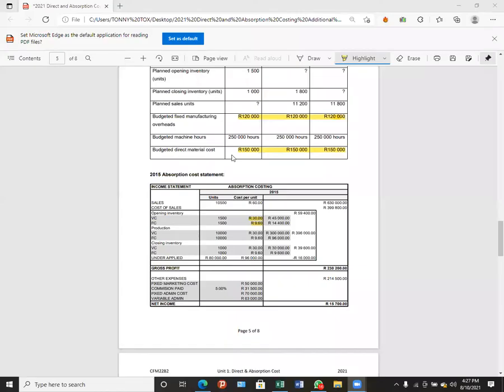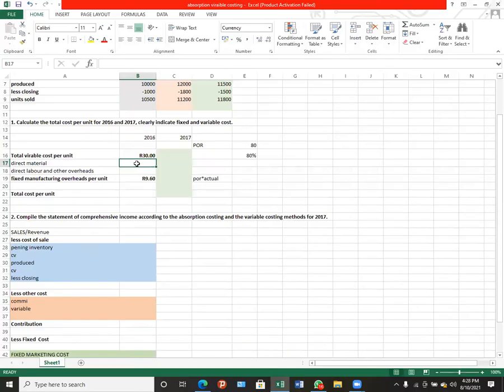The first step is to calculate the POR, which we have calculated as 80%. Step number two, we reverse the calculation. We know this is the applied. How do we reverse the calculation? We take this divided by the POR, and it gives us the actual.